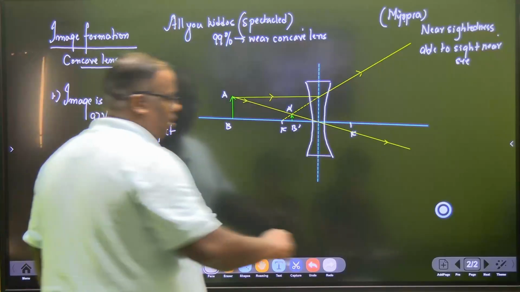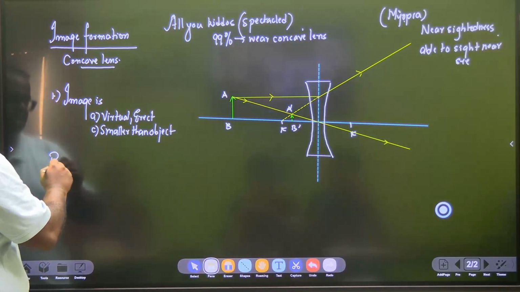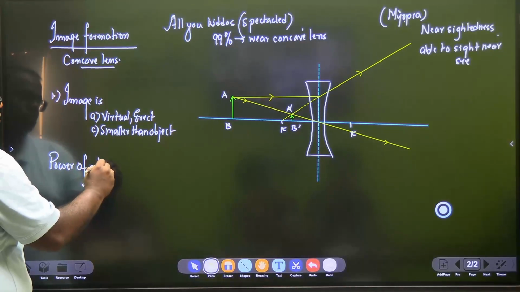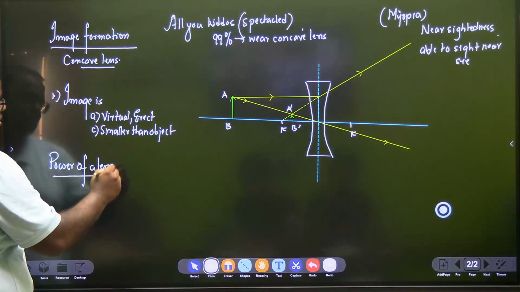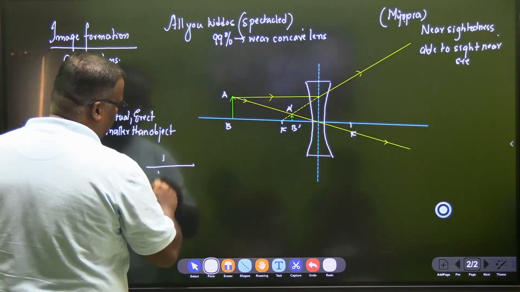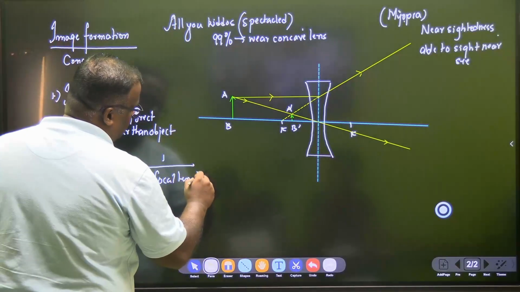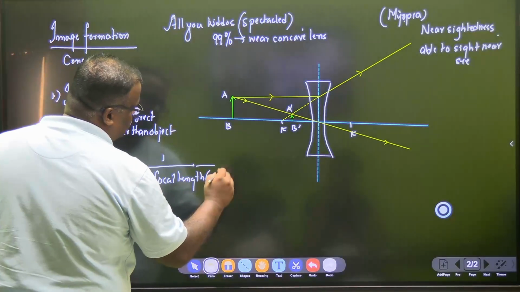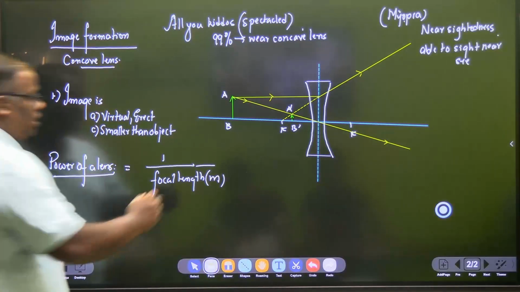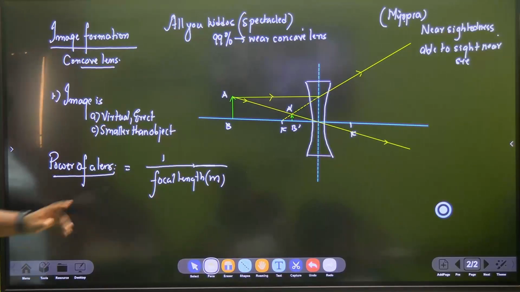Our next topic, related to this, is something known as power of a lens. Power of a lens is said to be the reciprocal of the focal length. This is for any lens, children. But the focal length should be expressed in meters, not in centimeters. In all problems that you are doing, you are getting the focal length in centimeters. You should convert the focal length.